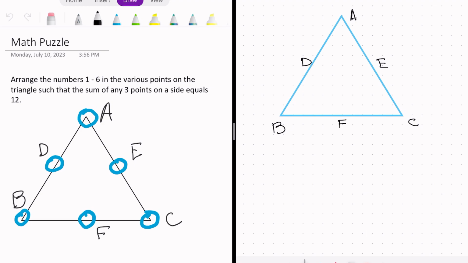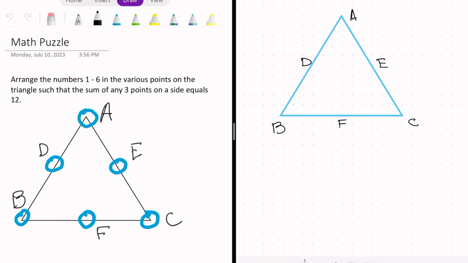Arrange the numbers 1 through 6 in the various points on the triangle such that the sum of any 3 points on a side equals 12. So the first thing we are going to do is to sort the numbers 1 through 6 in descending order. The second step is to see what combinations of those numbers, taking 3 numbers at a time, add up to 12. And the third step we will do is to see where the points intersect with each other.